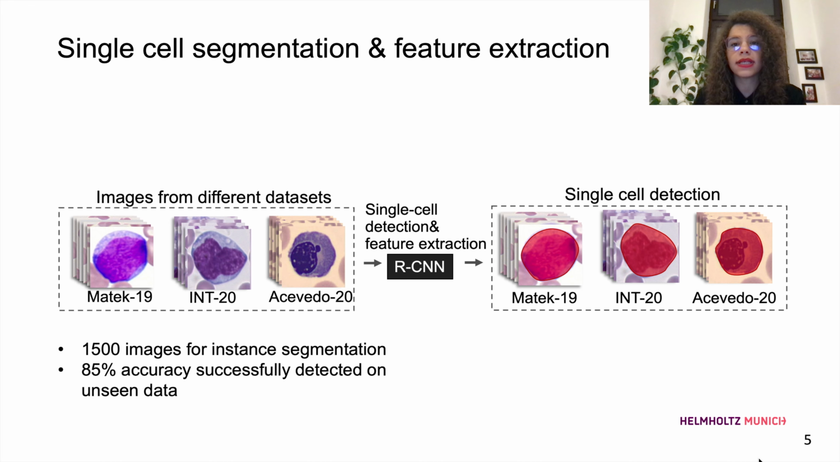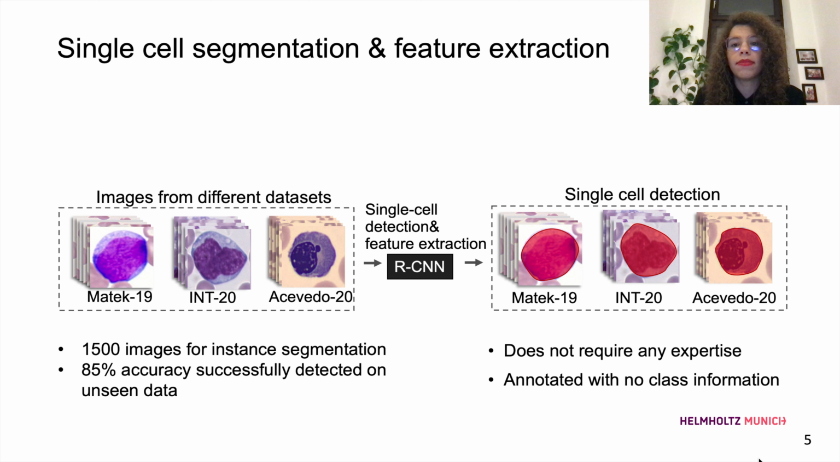The defined model starts with a MICCAI CNN. It is trained on only 1,500 images for instance segmentation. To annotate a dataset with the MICCAI CNN, there is no need for any expertise or information about the cells. The MICCAI CNN not only detects the single cell, but also thanks to the region of interest align function, we can have the corresponding feature vectors, which will be used in the next step.